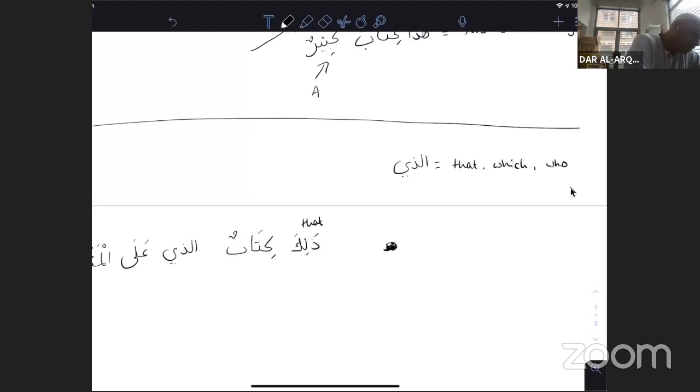That's what ذلك means. Book that, or I can say whichever one you prefer. If saying which makes it easier for you to understand, then use which.